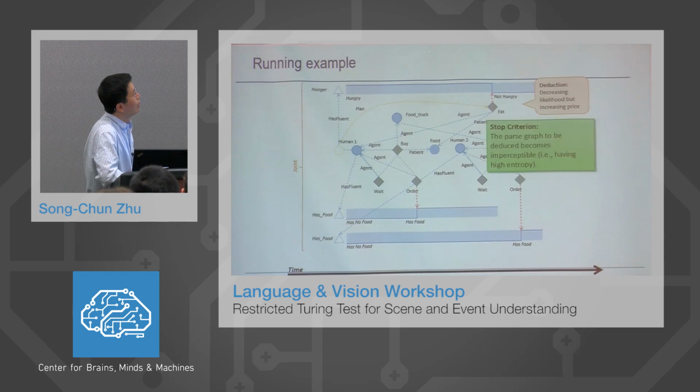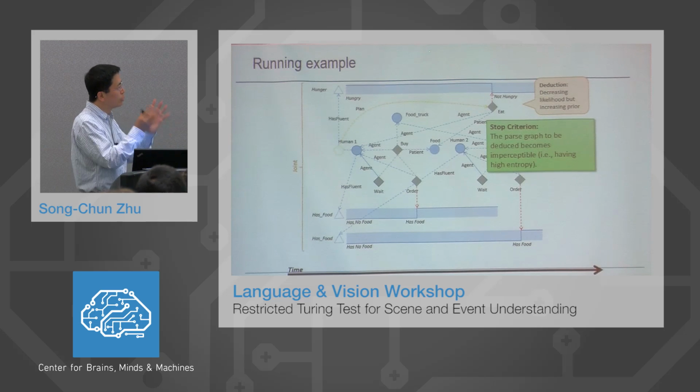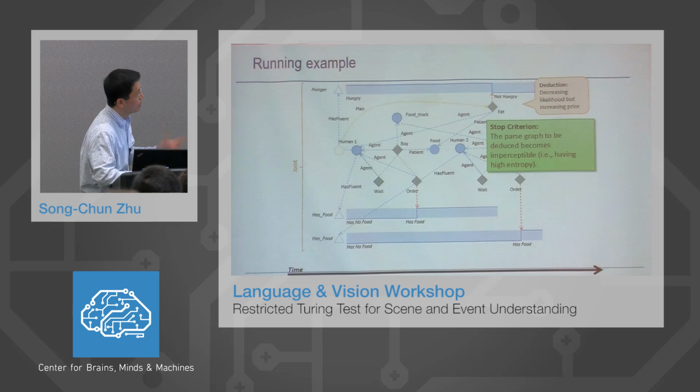You have a stop criterion: this is imperceptible in the sense that when you try to further derive the entropy, that means there are too many nodes you can go to. The entropy is high because all the nodes are a uniform distribution. Therefore, you stop, as a criterion.